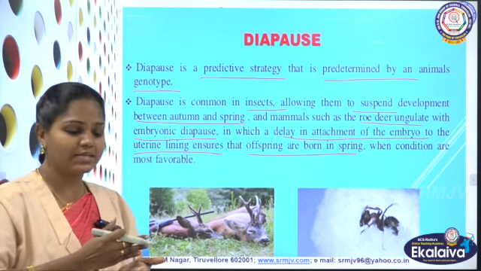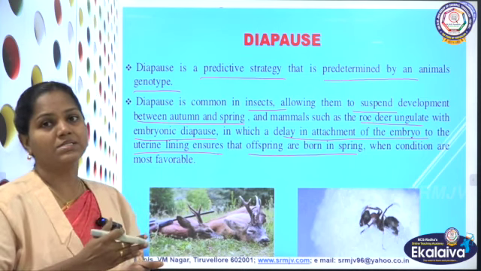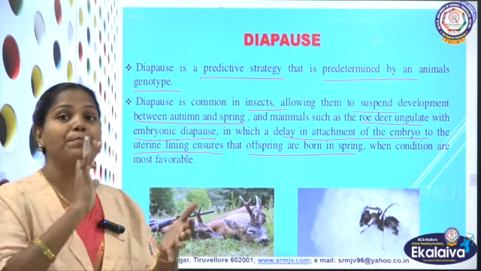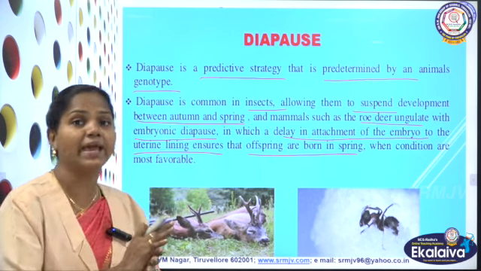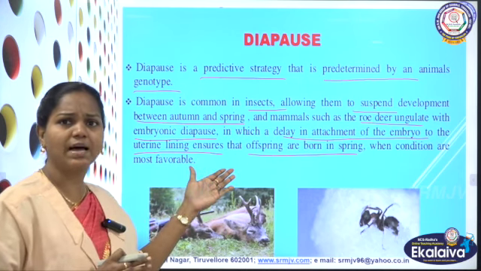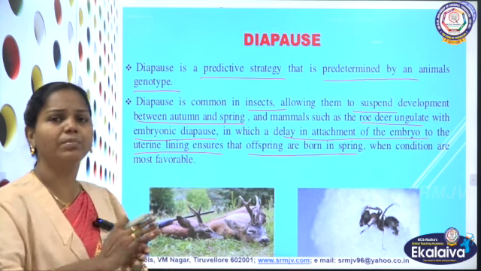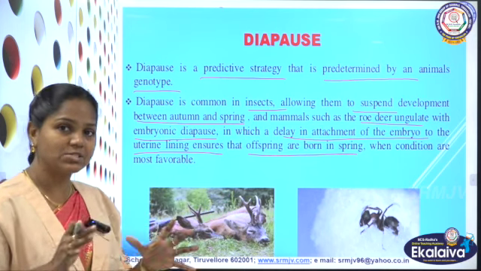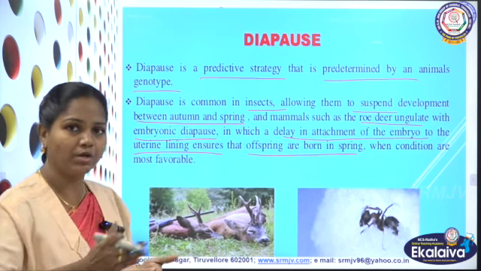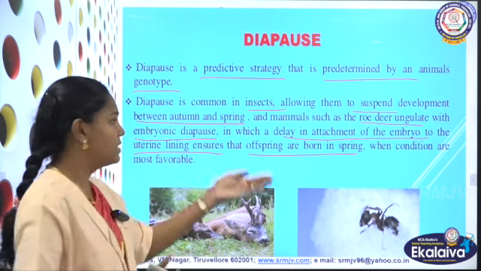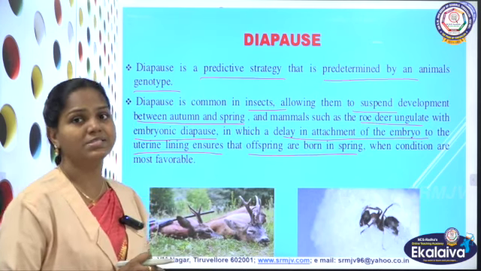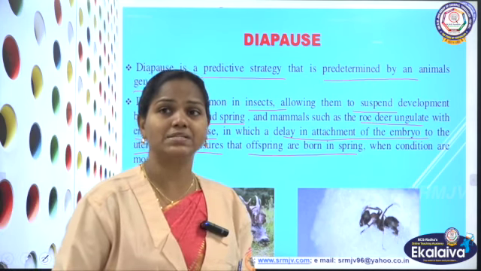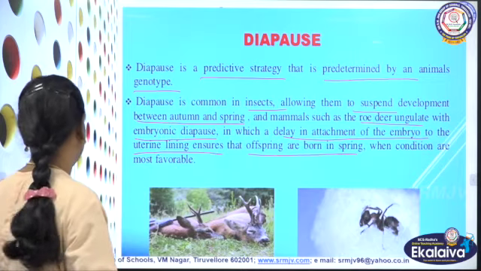So, that there is a prolonged incubation in the embryonic stage itself. The implantation is delayed. So, this is an example for diapause. The normal process is not there. They suspend that normal process, so they prolong that implantation so that the young ones will be delivered in spring season. So, we are calling it diapause, a type of suspension.